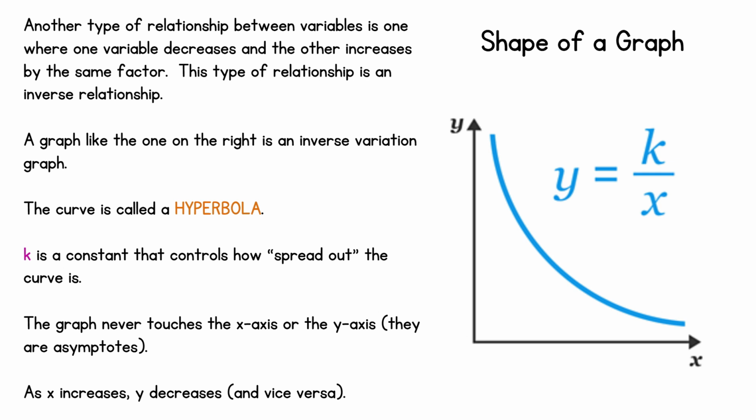Another type of relationship between variables is one where one variable decreases and the other increases by the same factor. This type of relationship is an inverse relationship. A graph like this one on the right is an inverse variation graph. The curve is called a hyperbola. k is a constant that controls how spread out the curve is. The graph never touches the x or the y-axis. They are asymptotes. As x increases, y decreases, and vice versa.